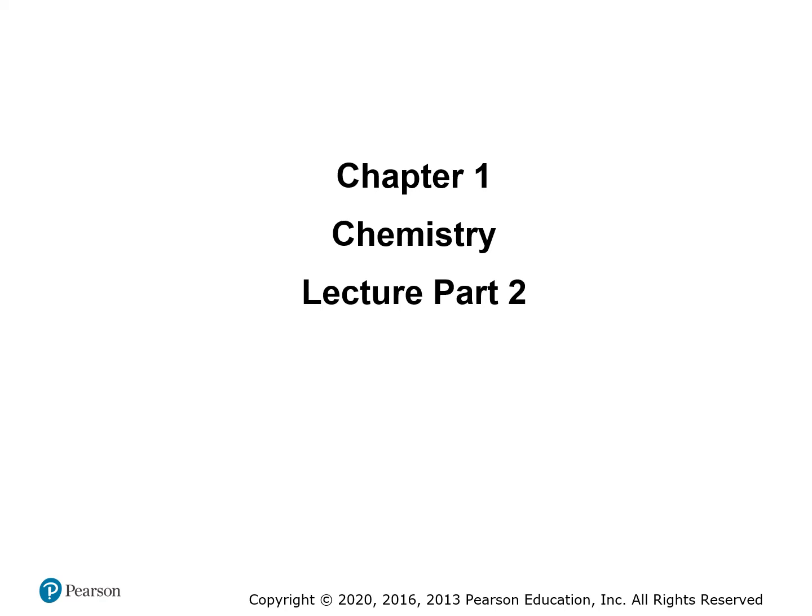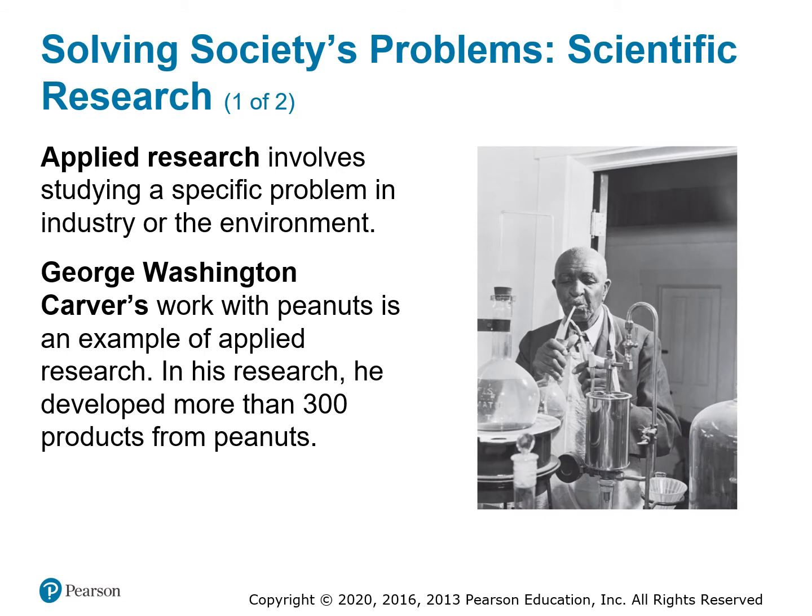Hello everyone, we are going to continue with part 2 of the lecture for chapter 1. So we talked about chemistry, its central role, and the scientific process. Chemists, like other scientists, categorize research into two categories. One is basic research and the second is applied research.